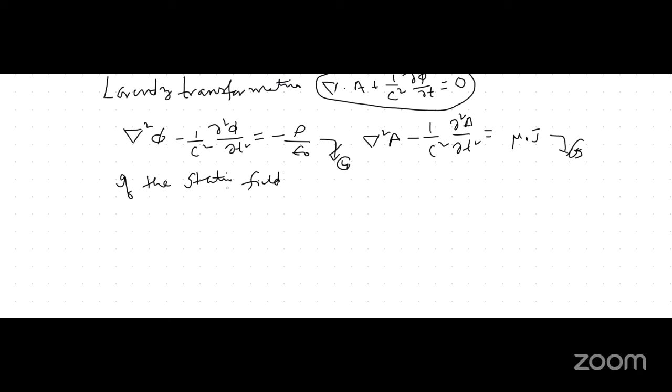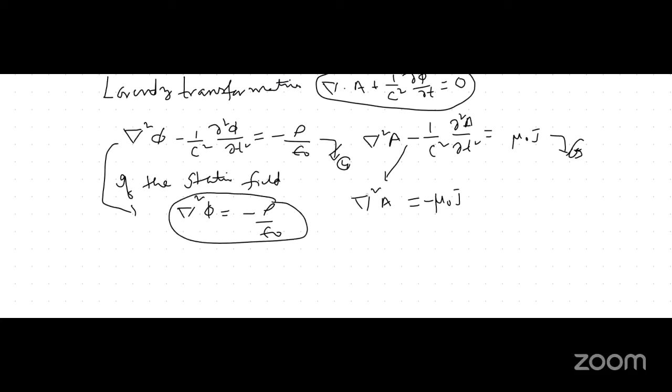That means this equation will become del square phi is equal to minus rho by epsilon naught, and the other equation will lead to del square A is equal to minus mu naught J. So by taking the condition that in the case of the static field, these two equations reduce to what we call Poisson's equations.